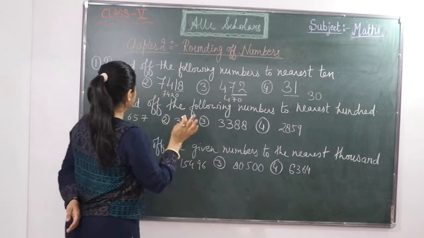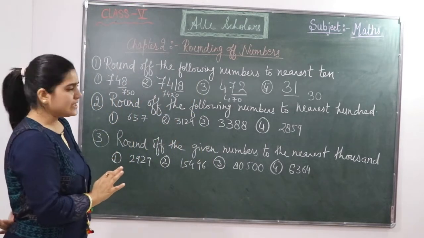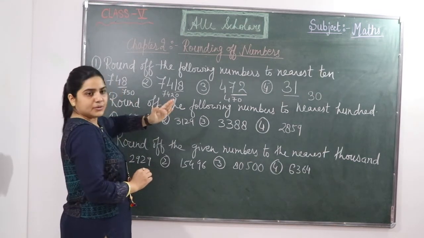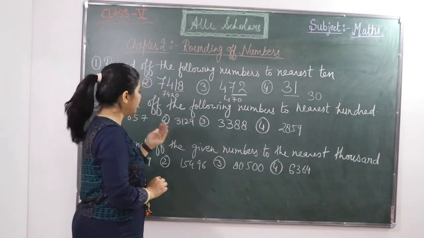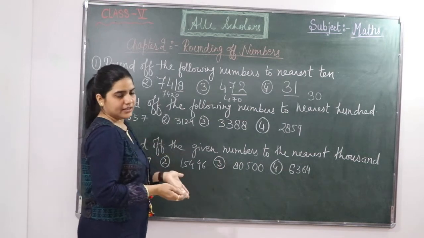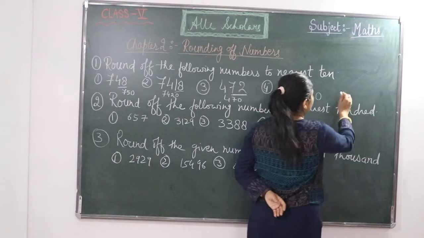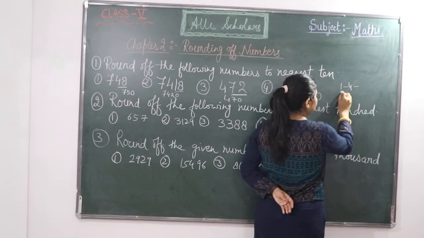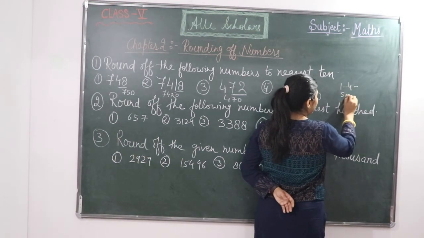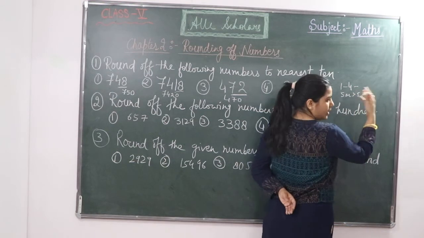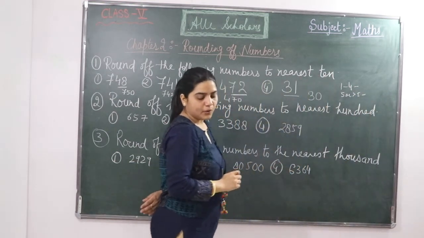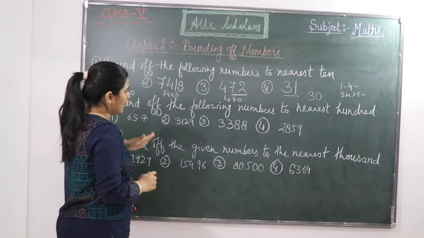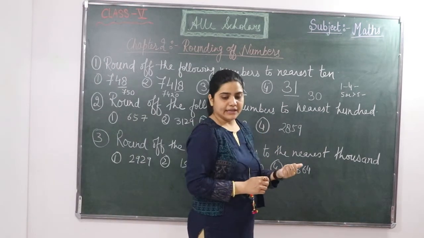I hope it is very clear to you. It is very easy. You just have to see which 10 number is nearby. One rule I have already told you: 1 to 4 will go to the lower side and 5 or greater than 5 will go to the higher side. Now the next question: round off the following numbers to the nearest 100.